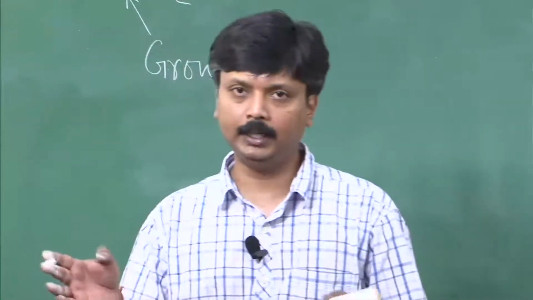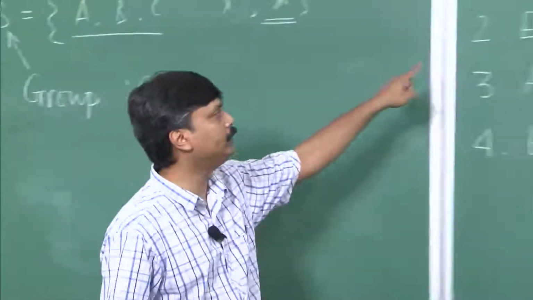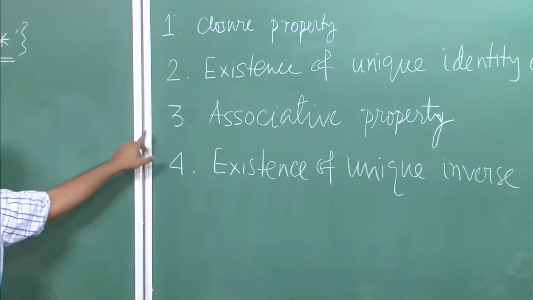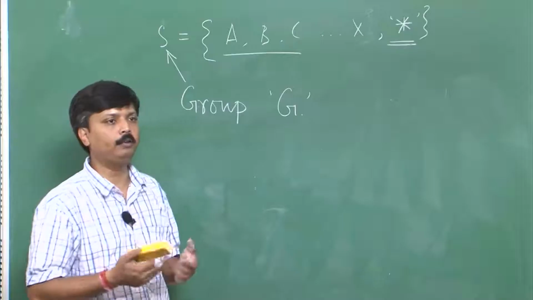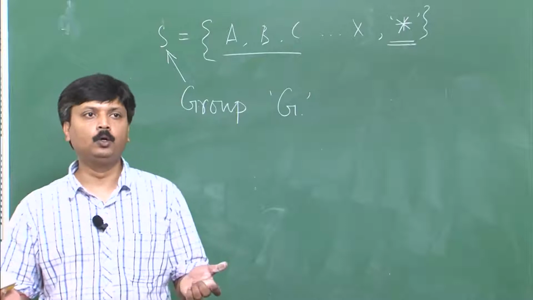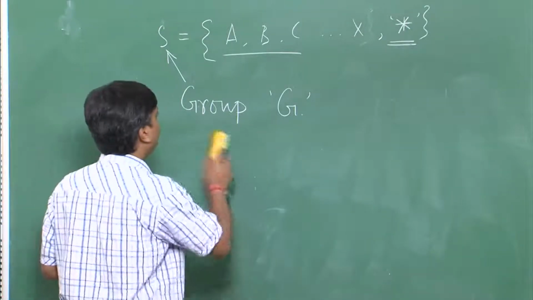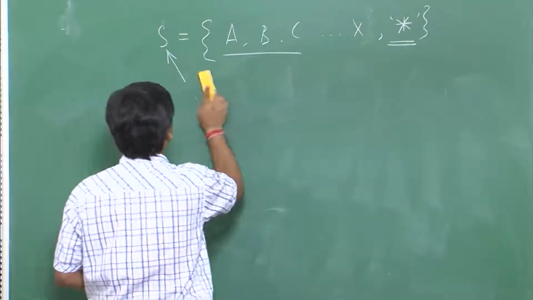If the elements of a set cannot satisfy even one of these conditions, it will not form a group. Okay. So, that has to be verified all the time whenever we are trying to find out if a set can form a group, if I define a rule of combination.